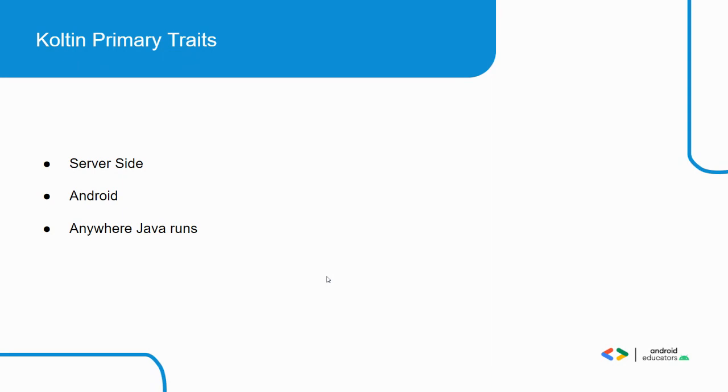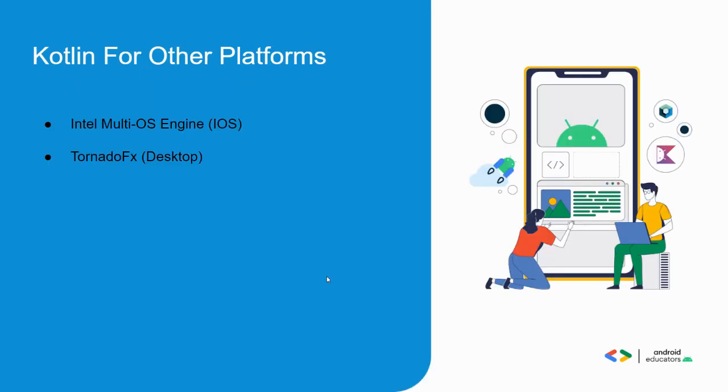So the advantage basically with Kotlin is you just learn Kotlin, and you can work with Java along with the Kotlin application itself. So you have two advantages. Also, if you want to build for iOS, you can use this engine, which is basically Intel Multi-OS Engine, which helps you write code in Kotlin, and it will run that Kotlin code on iOS.